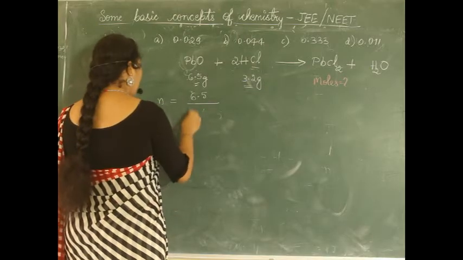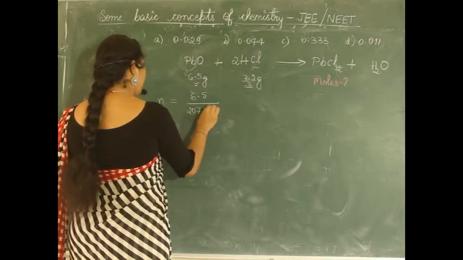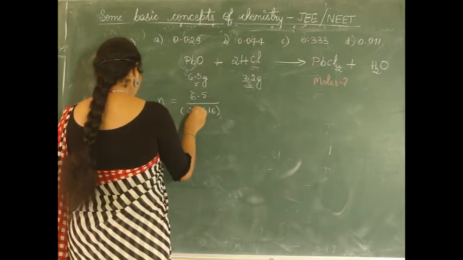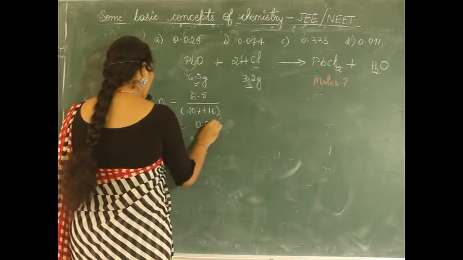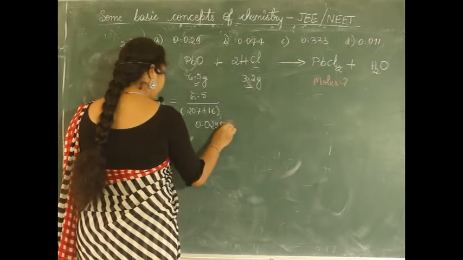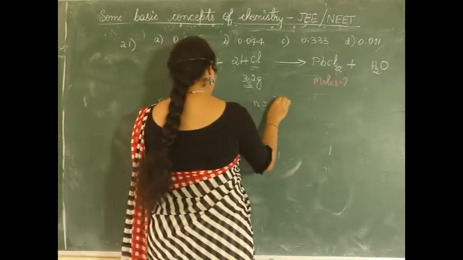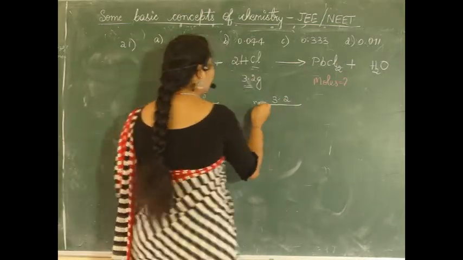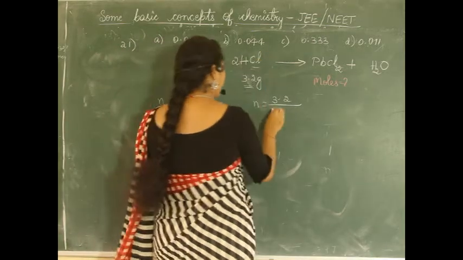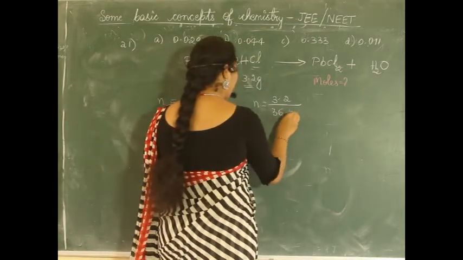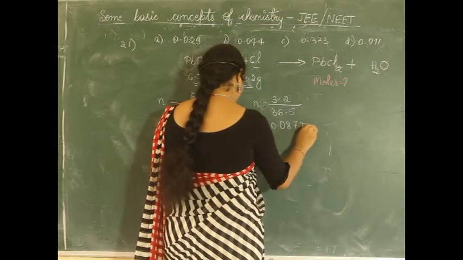Molar mass of lead oxide: lead is 207 plus oxygen is 16, so it will be 223. You get 0.029 mole. Here number of moles will be 3.2 divided by, here hydrogen 1, chlorine 35.5, you get it as 36.5, which is 0.087 mole.